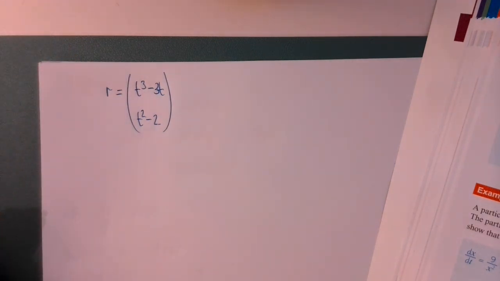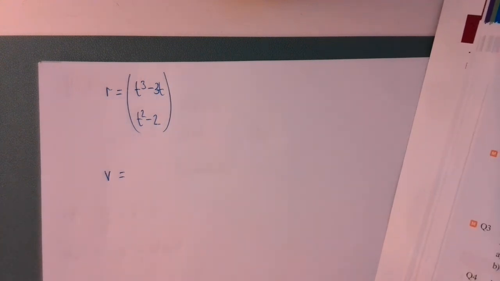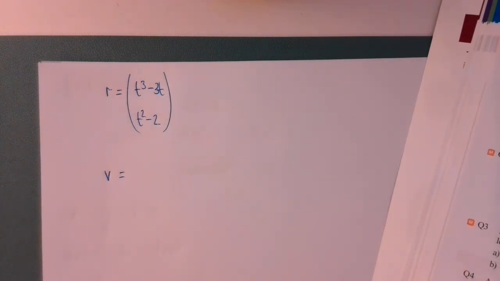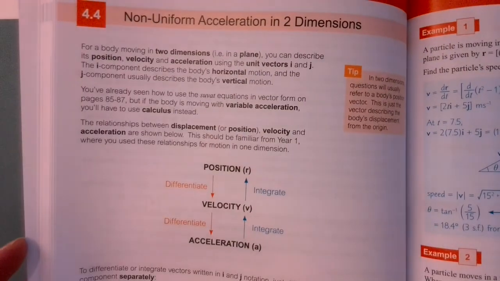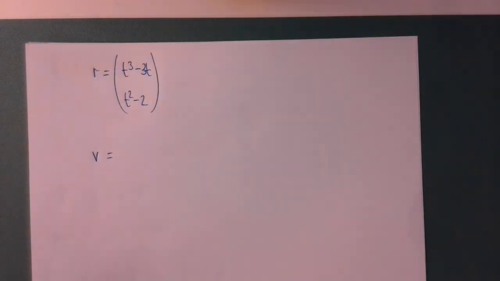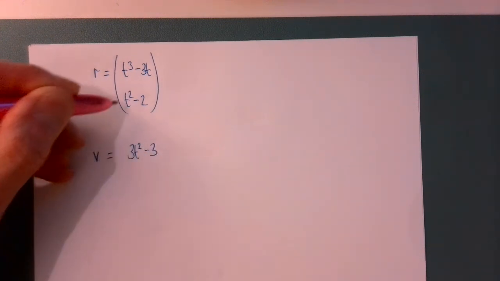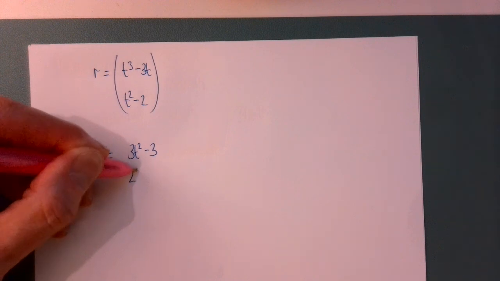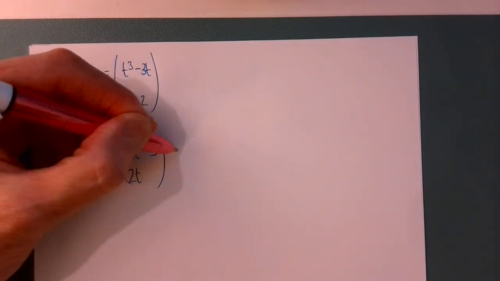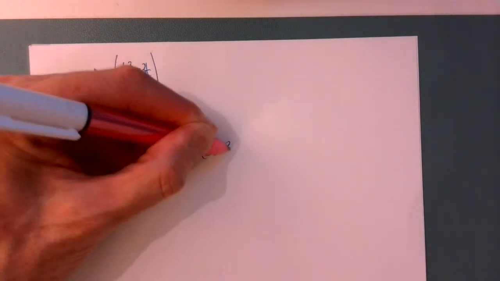And the first part of the question says find an expression for velocity. So remember the diagram, you go from... there we go. So we've got a formula for position. So to go to velocity, I'm going to differentiate. I know that's the other way up to the way I've done it, but it's still differentiating. So I'm going to differentiate this, and I'm going to differentiate that. And so I can write that in IJ notation as well.